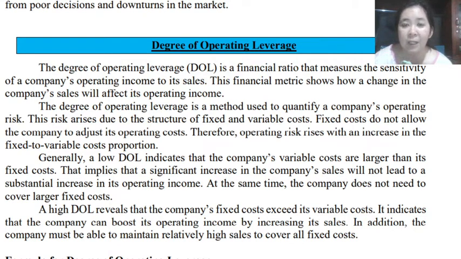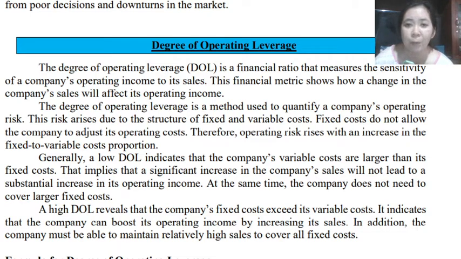Generally, if there is a low degree of operating leverage, this will indicate that a company's variable costs are larger than its fixed cost, because in this case, if there is greater variable cost, it will result in lower contribution margin, and contribution margin will absorb the fixed cost, and this will result in lower operating income. This will imply that a significant increase in the company's sales will not lead to a substantial increase in operating income. Why is that so?